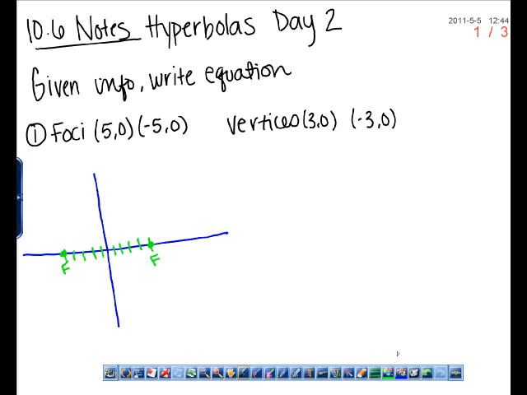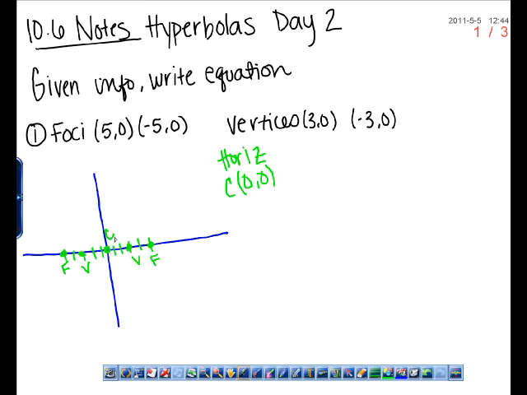All right. Our vertices are at 3, 0 and negative 3, 0. Before we decide our center, is this horizontal or is this vertical? Horizontal. What does that mean comes first in my equation? X's. The X's are going to come first. Okay? What is my center? 0, 0. My center is 0, 0.